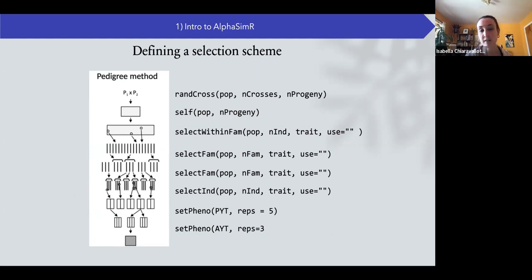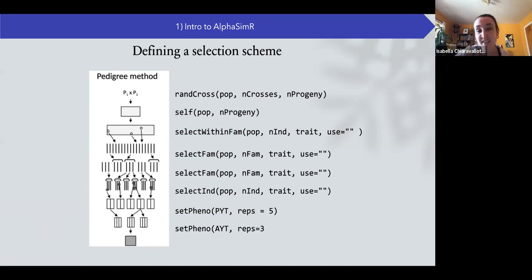So today we're going to be coding a simulation of the pedigree method. So what I recommend you do if you want to simulate a certain scenario is write it out and then find the corresponding command. So in our pipeline, we'll start with some random crosses of selected parents. So we'd use this command randcross.